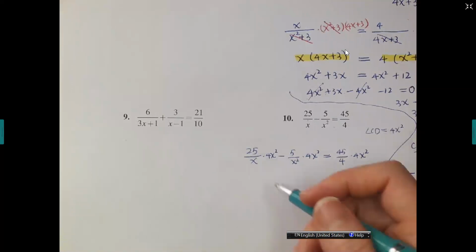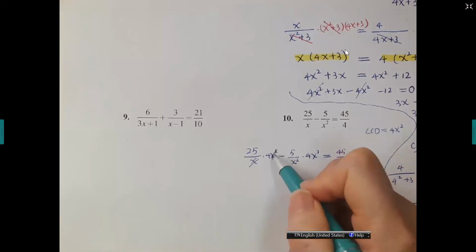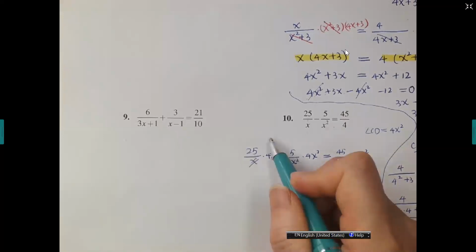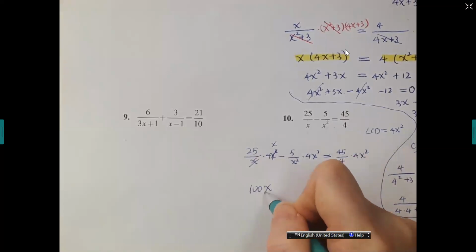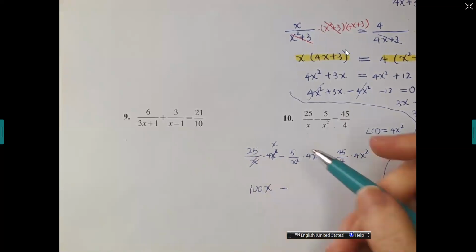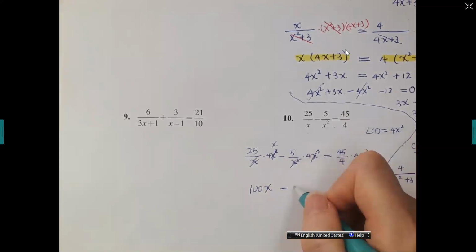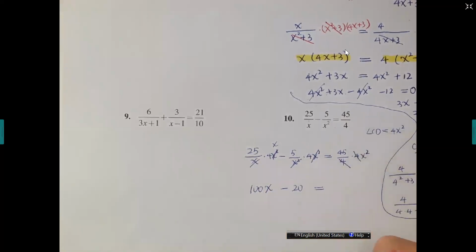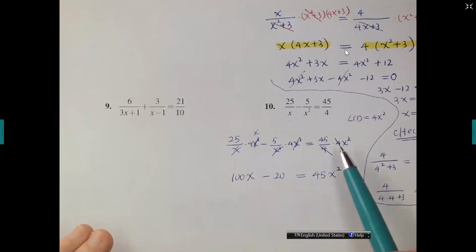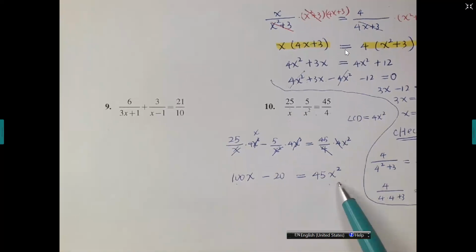Then what do we do? Just simplify. I have x squared over x, so this x is canceled, and x squared turns into x. Simplify this multiplication: 25 times 4 is 100. So 100 times x minus what? The x squared cancels out, I have 4 left. 4 times 5 is 20, equals, what do we have on the right? The 4 cancels out. I have 45x squared. After I multiply by the LCD, all the denominators are gone. I have a quadratic equation now.